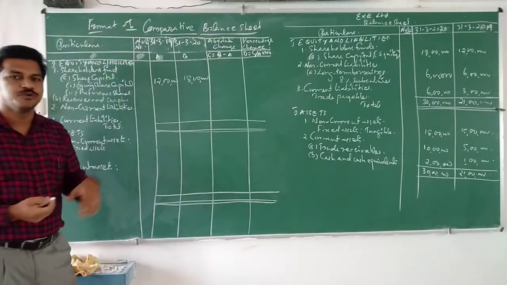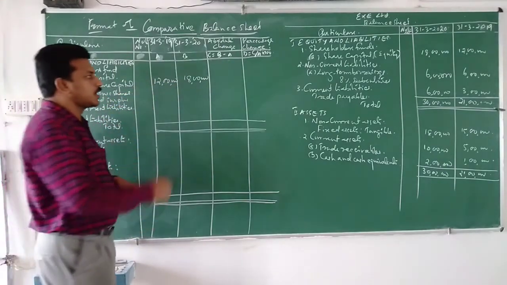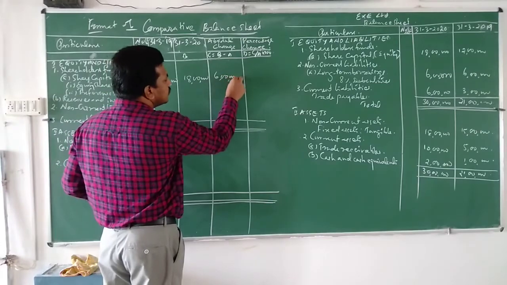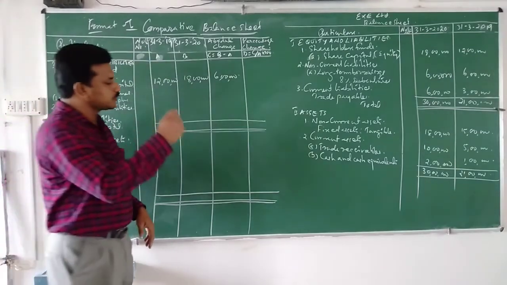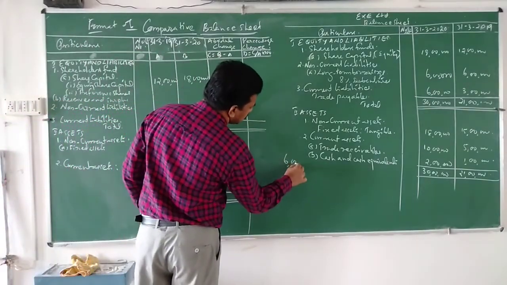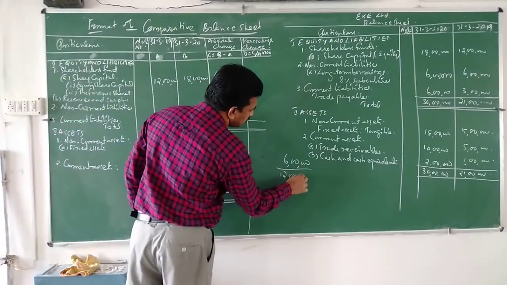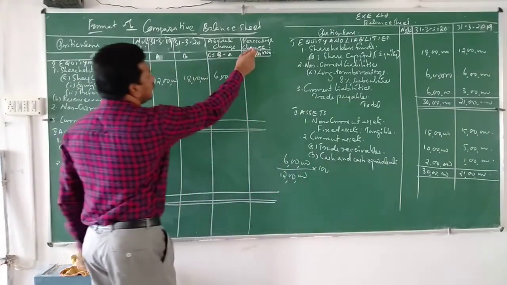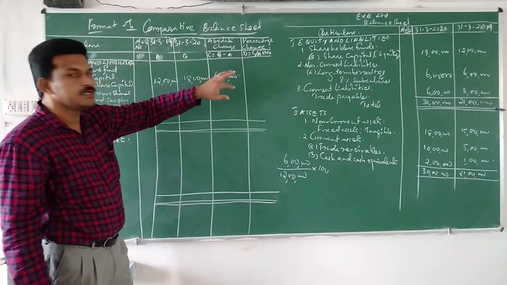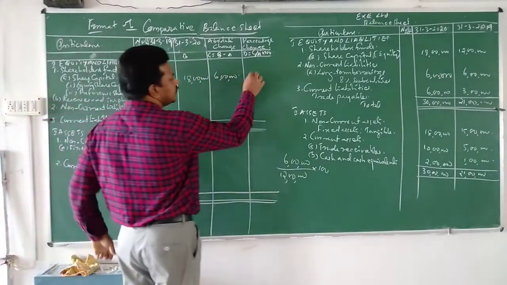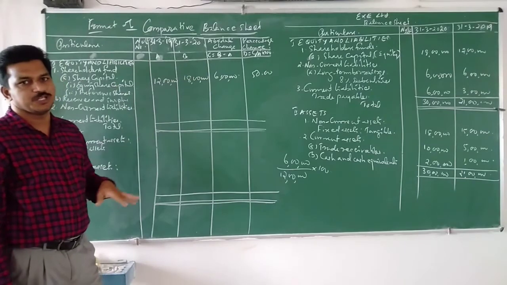Now what we have to do? We have to find out the difference. 18 lakh minus 12 lakh, 6 lakh is the difference. Then we have to find out the percentage. How to find out the percentage? 6 lakh divided by the previous year 12 lakh into 100. That's C by A into 100. So we will get 50%. So 50% is the percentage.